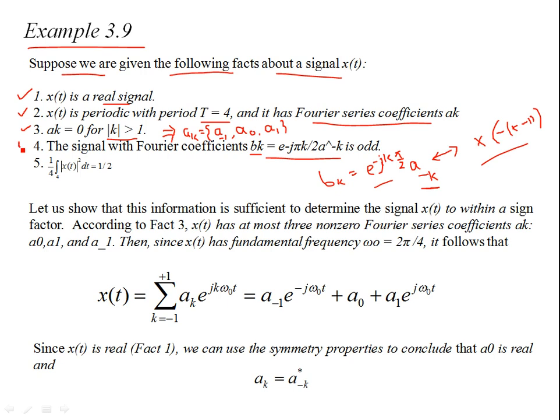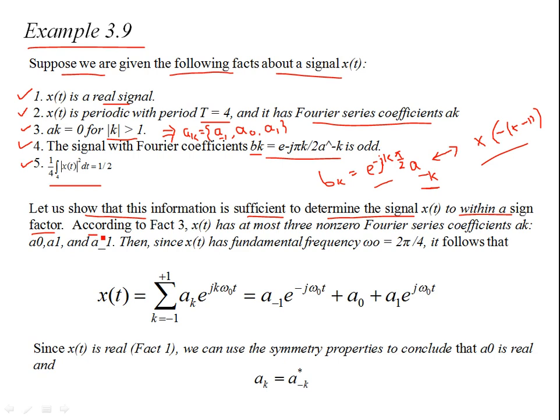And then finally, you are given the energy of the signal. The energy of the signal is half, over 1 period. So these are the 5 facts. Let's see if we can use these facts to find out what the signal is. Let us show that this information is sufficient to determine the signal xt within a sign factor. To that precision, this information is sufficient to determine xt.